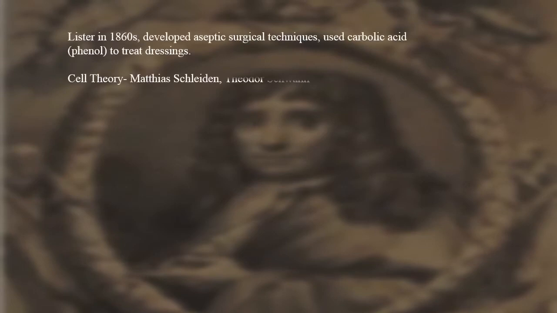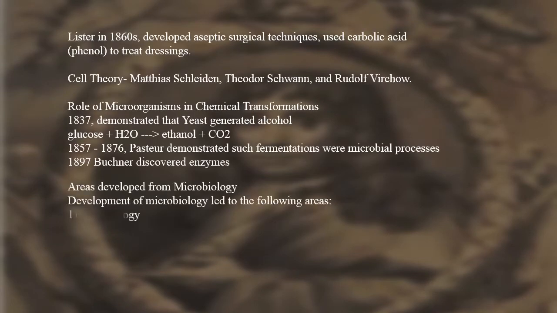Okay friends, in 1816, Joseph Lister developed an aseptic surgical technique, using carbolic acid or phenol to treat dressings. The cell theory put forward by Matthias Schleiden, Theodor Schwann and Rudolf Virchow has great importance in the history of microbiology. Later, the role of microorganisms in chemical transformation, like the fermentation process, was demonstrated in producing yeast-generated alcohol. It was done by Pasteur and Buchner, and Buchner discovered enzymes. Many fields of study developed from microbiology, the important ones being immunology, chemotherapy, virology, and molecular biology.